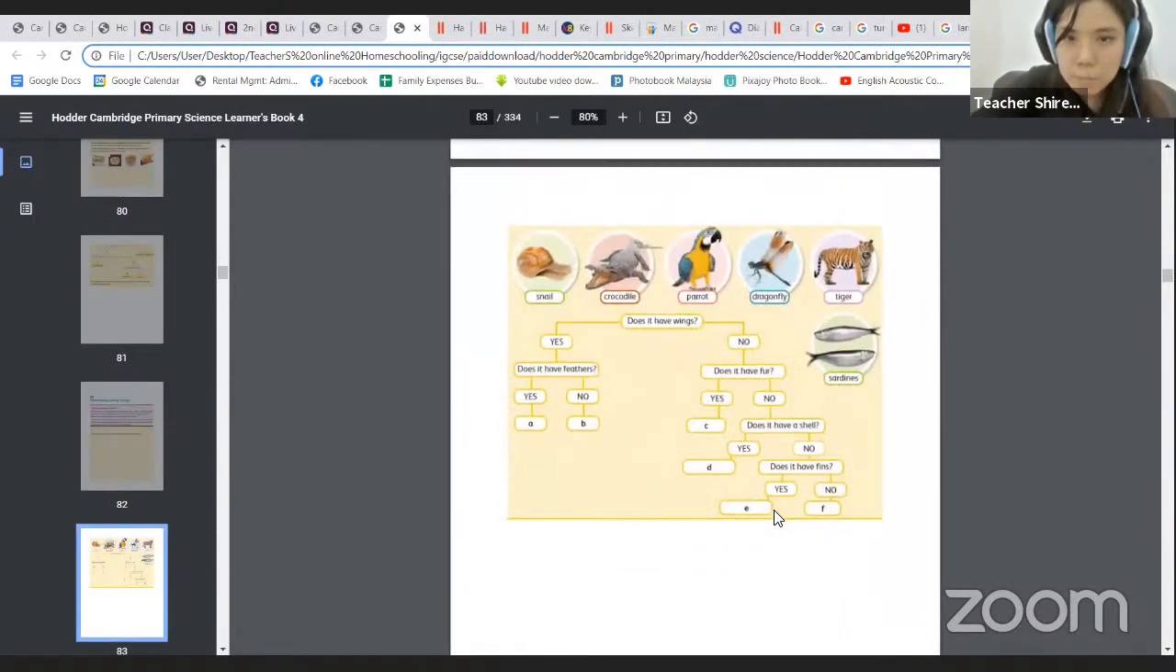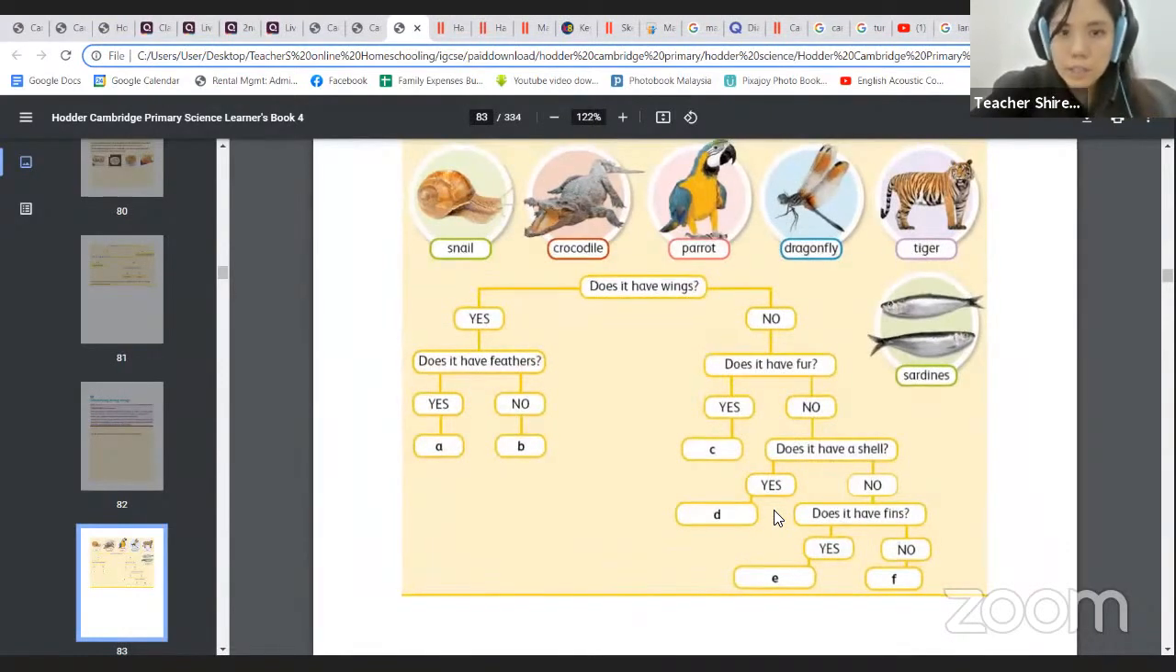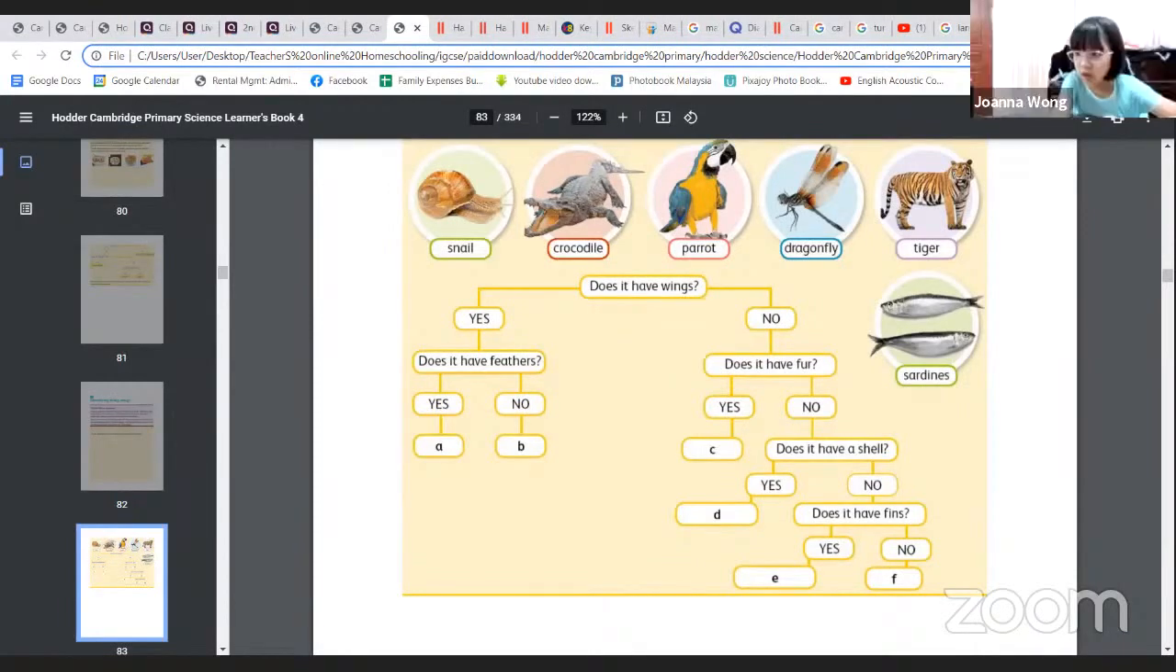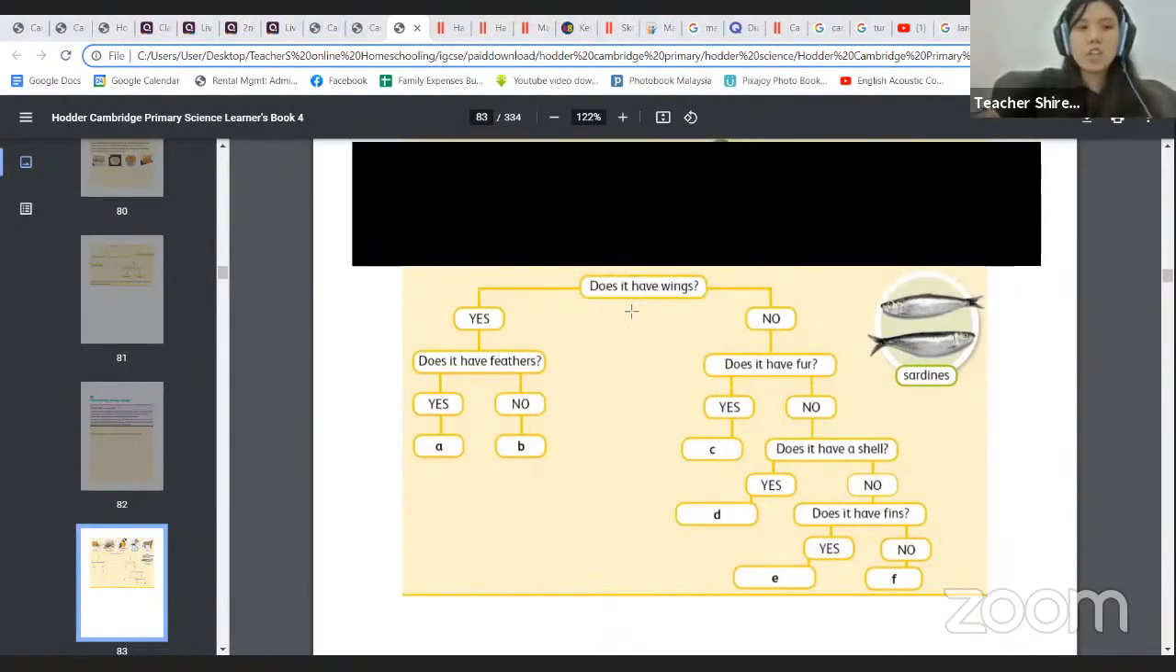So now from this picture, I'll give you some time. Please copy this down. No need for the picture, don't need the picture of the animals. This part no need. Just copy the identification keys. So just practice how to do mind mapping identification keys.